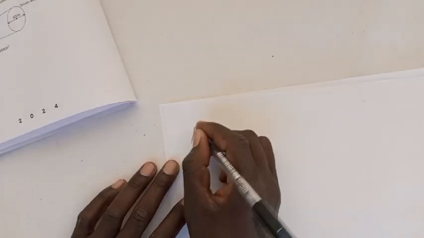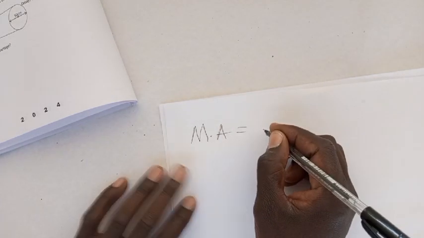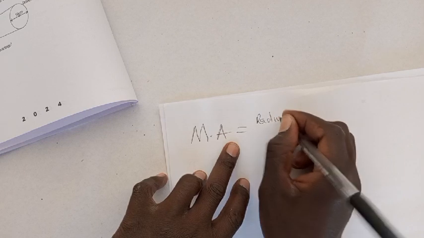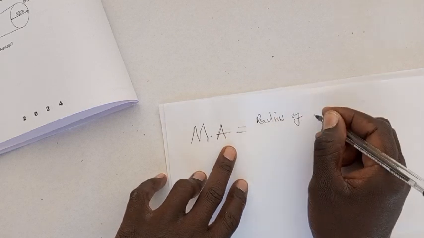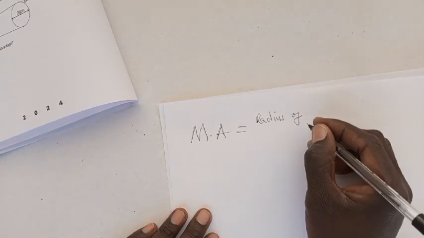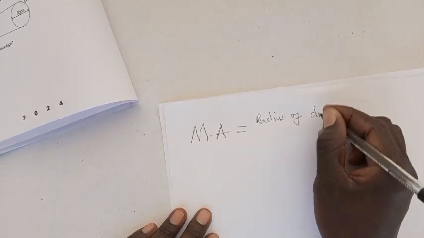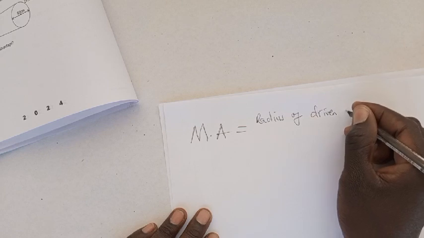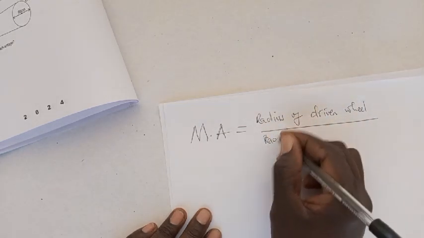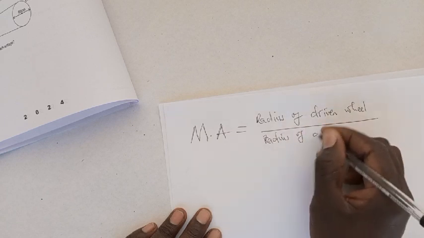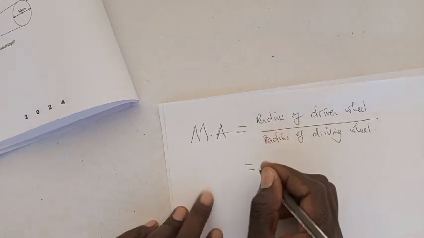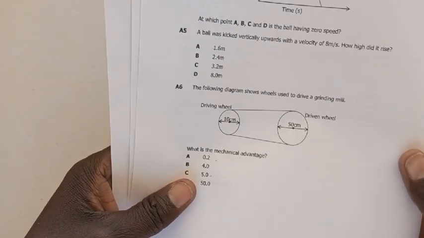So the mechanical advantage for gears is the radius of the driven gear or wheel over radius of driving wheel. So in this case, what is the radius of the driven wheel?